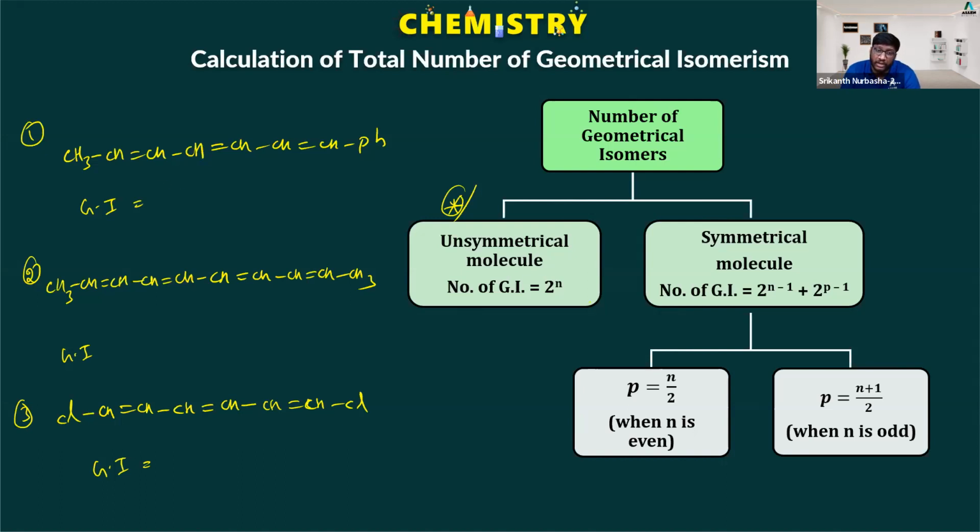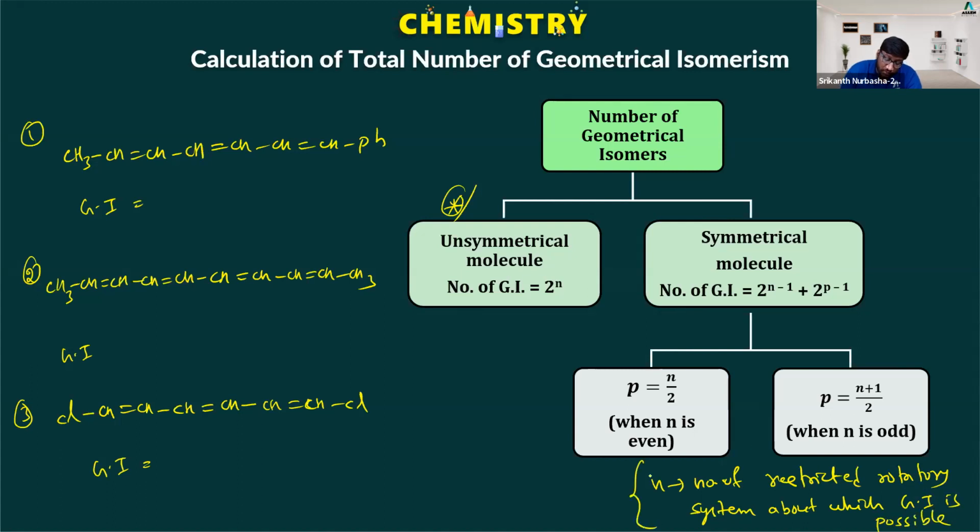What is n? n is the number of restricted rotatory systems about which geometrical isomerism is possible. So how many restricted rotations are there? Here we have only double bond systems, which are restricted rotatory. So 1, 2, 3. Whenever you only have double bonds, n is nothing but the number of double bonds. So how many are there? 3 double bonds. So 2 power 3, that will be 8. 8 geometrical isomers are there for the first molecule. Second molecule, symmetrical or unsymmetrical?